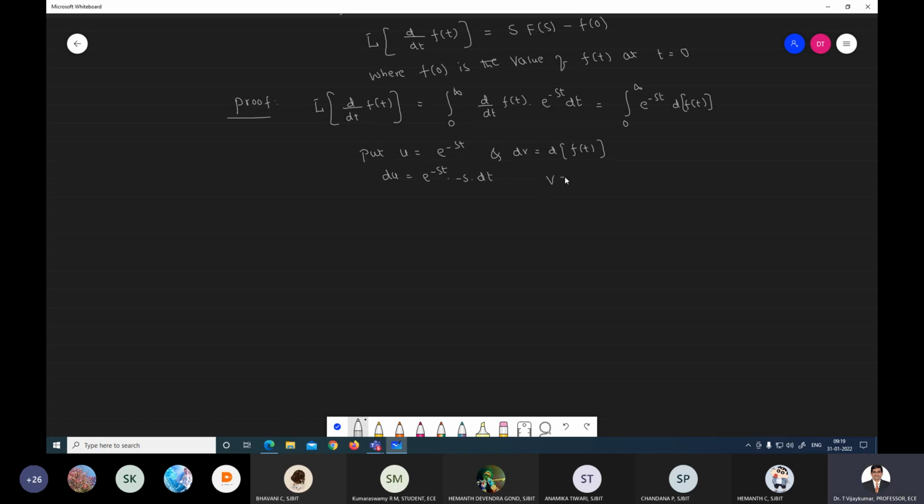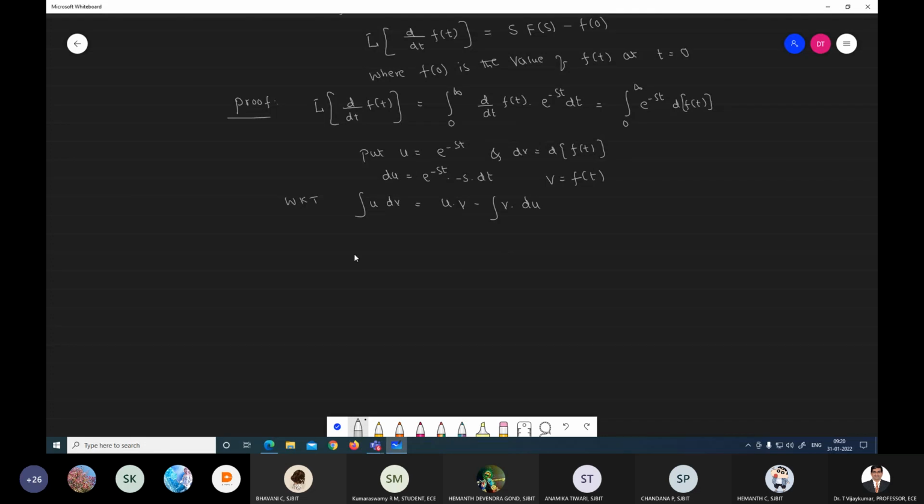What is v? v is nothing but the integration. Integration of the differentiation of f of t is only f of t. What is the formula for integration by parts now? Integration of u into dv is equal to u into v minus integration of v into differentiation of u. This is the formula.